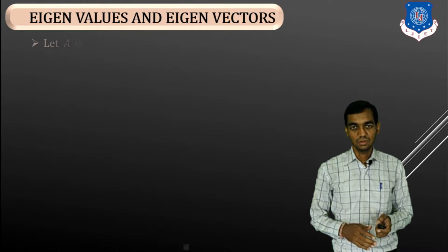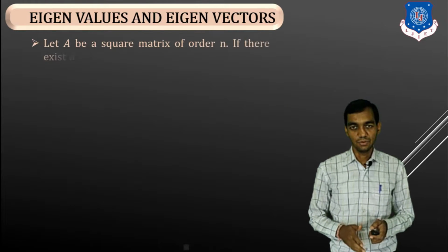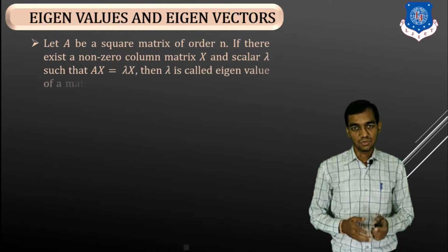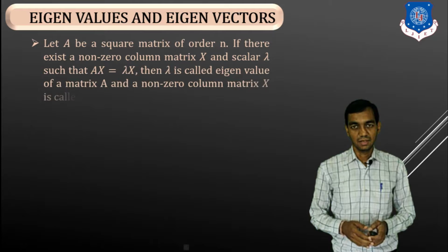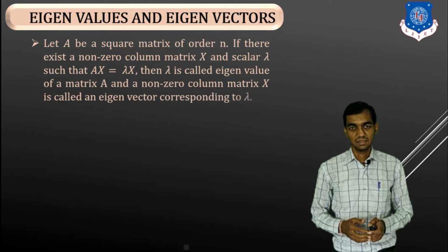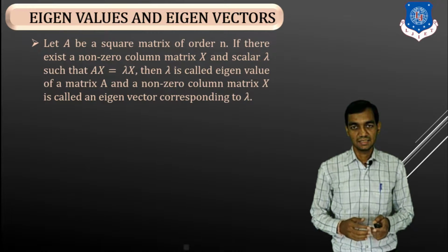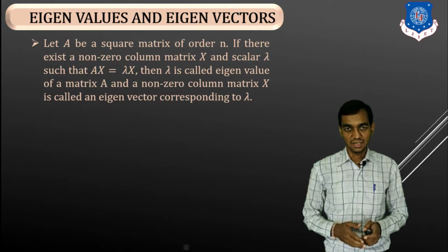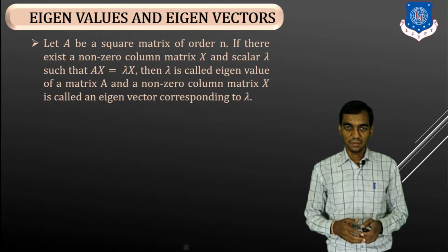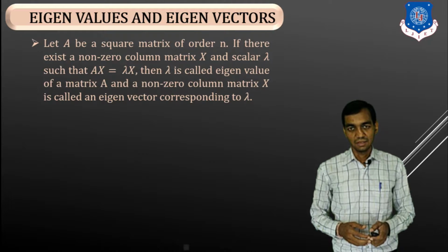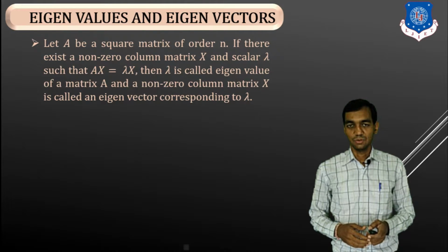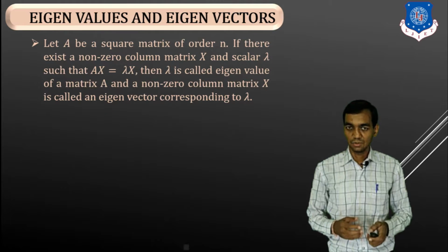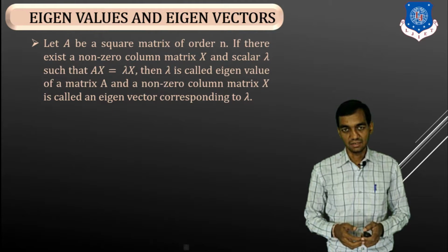Now, first of all, what is eigenvalue and eigenvector? Let A be any square matrix of order n, and if there exists a non-zero column matrix X and a scalar lambda such that AX is equal to lambda X, then lambda is called the eigenvalue and capital X is called the corresponding eigenvector.